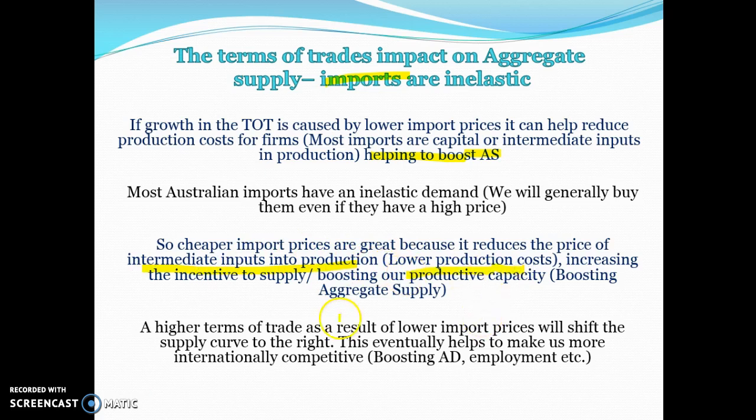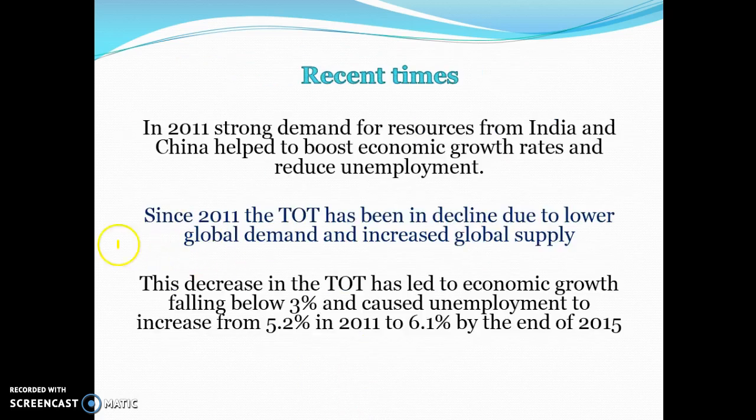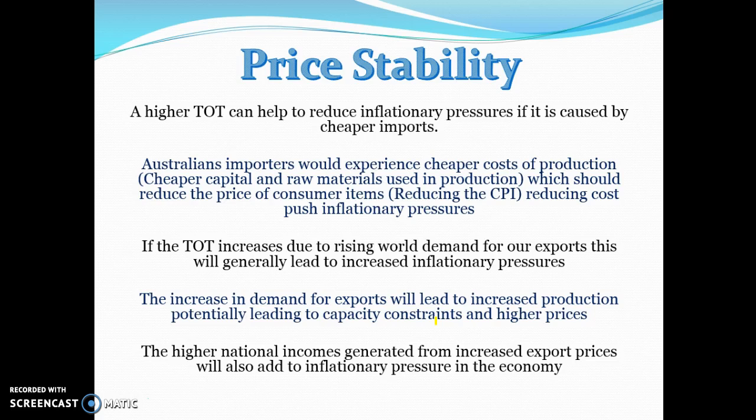So a higher terms of trade as a result of lower import prices will shift the supply curve to the right, which will eventually help to lower our prices and make us more internationally competitive going forward. In recent times, in 2011 we had a high terms of trade because of the booming Chinese economy, but since 2011 there's been a decline in the terms of trade because of global demand slowing down and increased supply, and that's led to increased unemployment from 5.2% to 6.1% as jobs have been lost because of the lower incomes in the mining sector.